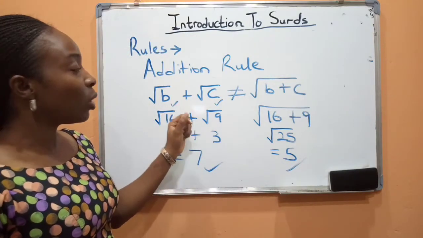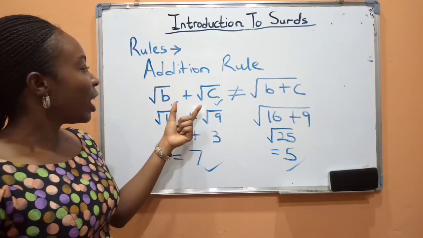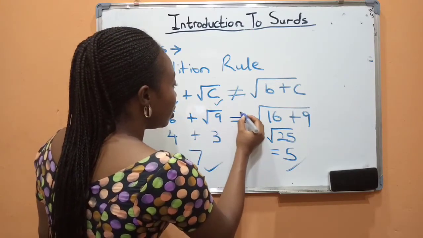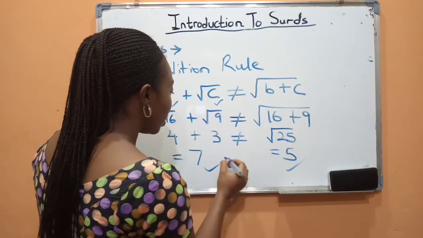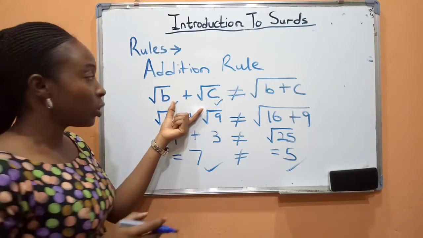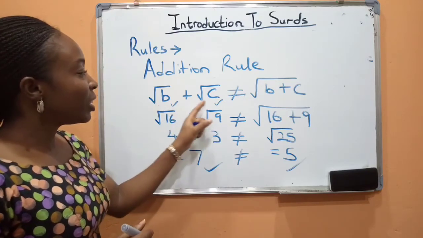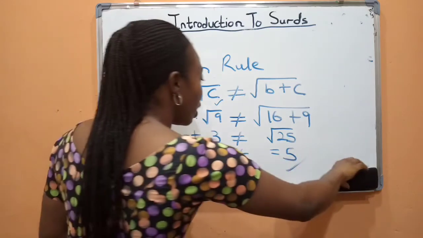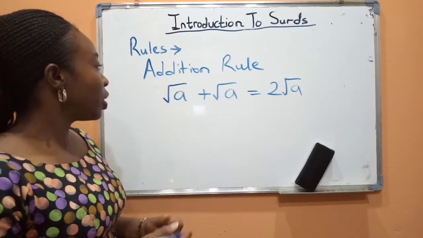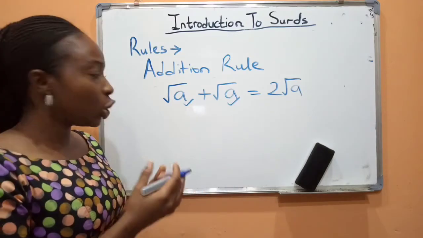So we can equally say that the addition rule does not support addition of different roots. Okay, so we can see that these are not equal. All right, we are getting different results. If you must add roots and get an answer, they must be the same roots. For example, if we have square root of A plus square root of A gives us 2 square root of A, you can see these two are the same.